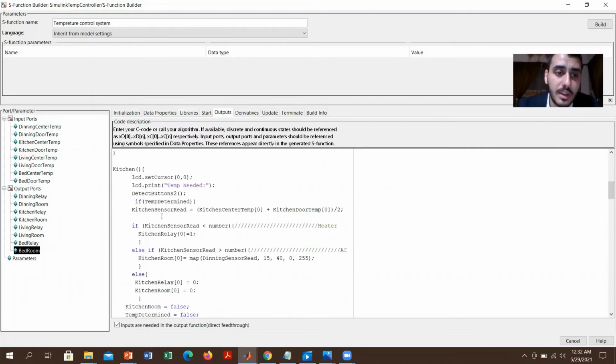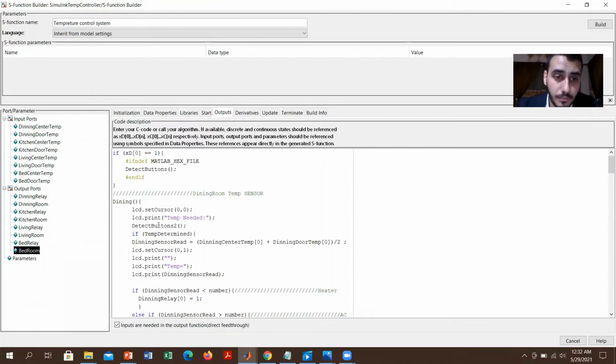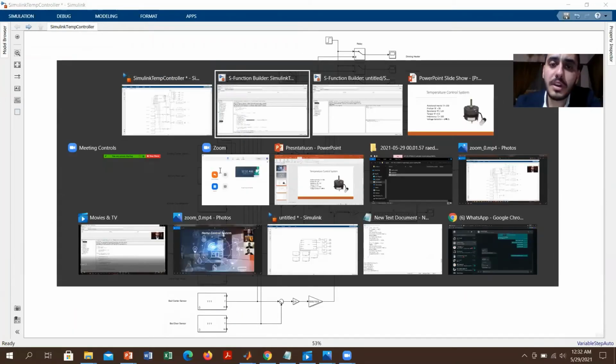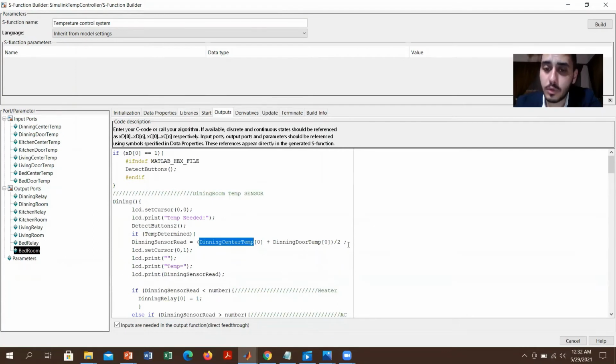Thus, in our dining function, since the temperature determined is true, we will read the values of our temperature sensors, one in the center of the room and the other above the door of our room, which are here. So we'll read them, add them, and divide them over 2. And this will give us the average temperature in the room. We assign it to the dining sensor read.